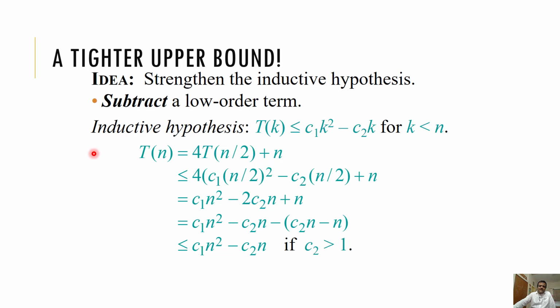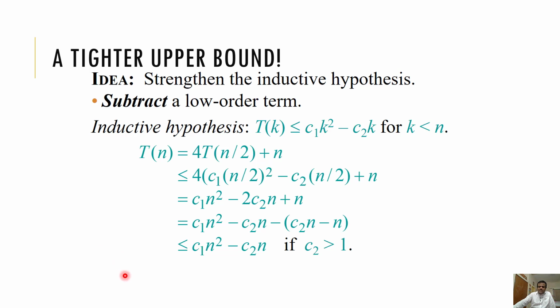So, Tn, this is the recurrence, Tn is 4 T(n by 2) plus n. Now, this n by 2 is our k, which is less than n. So, we can use this induction hypothesis. If you put that, it is less than or equal to 4 into C1 (n by 2) square minus C2 (n by 2), and then, if we simplify this, it is C1 n square minus 2 C2 n plus n, and this we want to show is less than or equal to C1 n square minus C2 n.